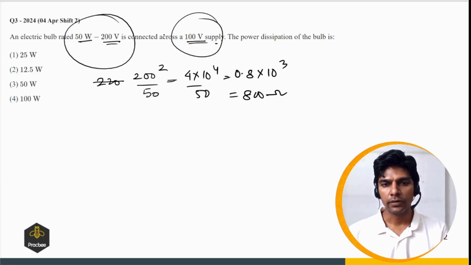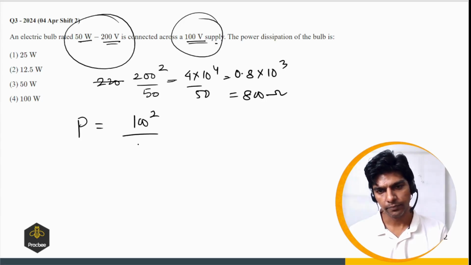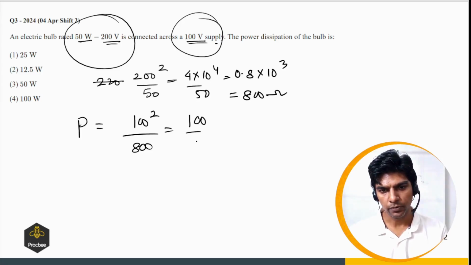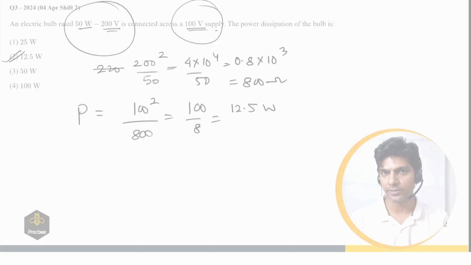And it is connected across 100 volts. So the power dissipation will be V square upon R. So it will be 100 upon 8, which comes out to be 12.5 watt. So option 2 is the right answer.